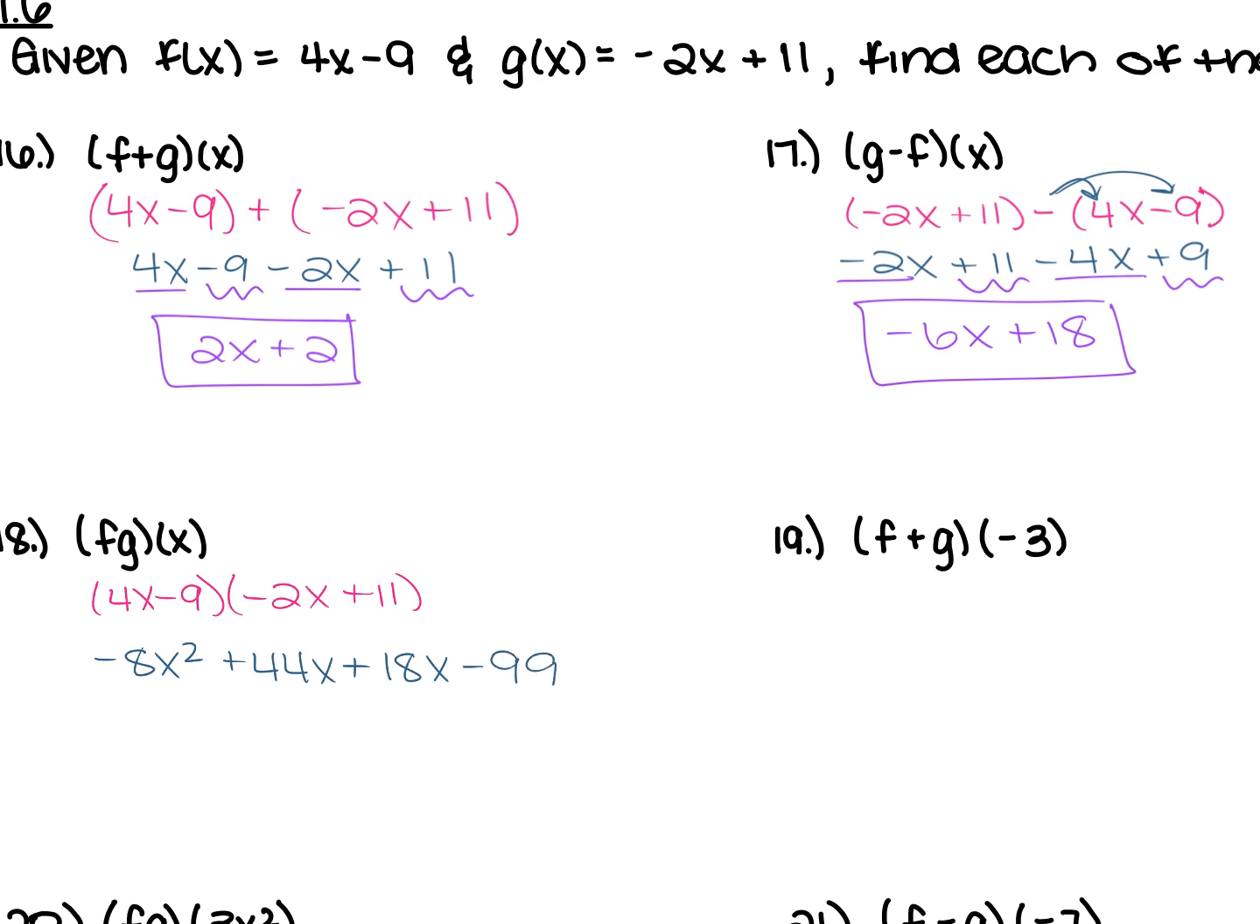So with this, you're just going to combine like terms, which is the 44x and the 18x. So that negative 8x squared drops down. The 44 plus 18 is 62, so that's negative 8x squared plus 62x minus 99.